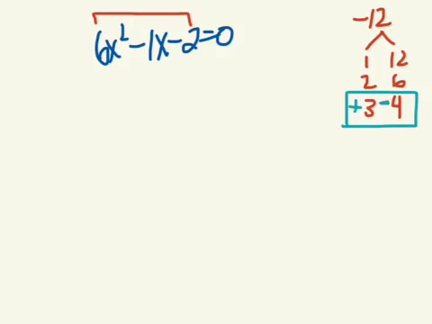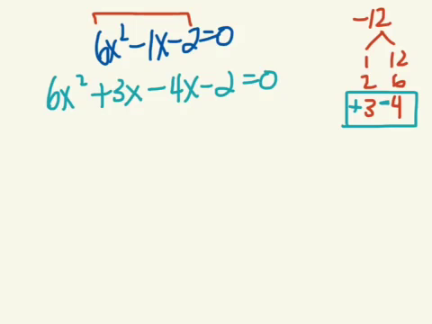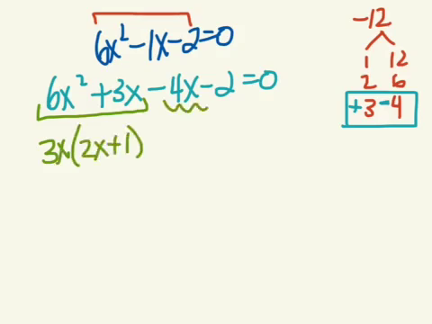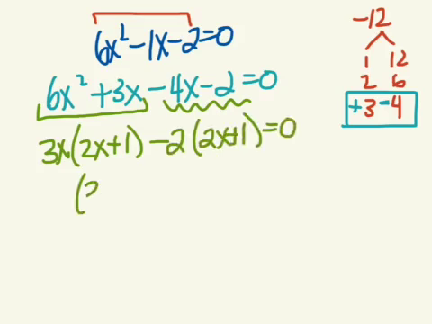So if I split this middle, 6x squared plus 3x minus 4x minus 2. Out of the first two terms, we can take out a 3x, leaving us with a 2x plus 1. The second two terms, we're going to take out a negative 2, leaving us with 2x plus 1. So the final factored form of this is 3x minus 2 and 2x plus 1.